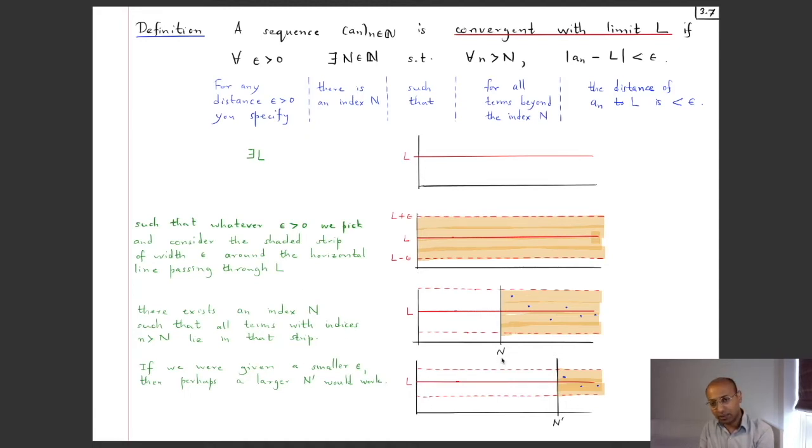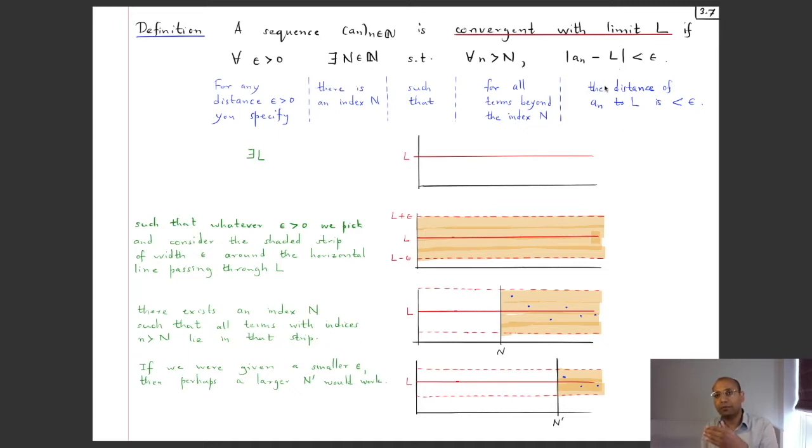So this is that milestone index, such that all the terms with indices little n bigger than capital N lie in this strip. In other words, if you look at capital N plus 1, capital N plus 2, capital N plus 3 and so on, and look at the corresponding terms, then those corresponding terms satisfy this. And what does this mean?